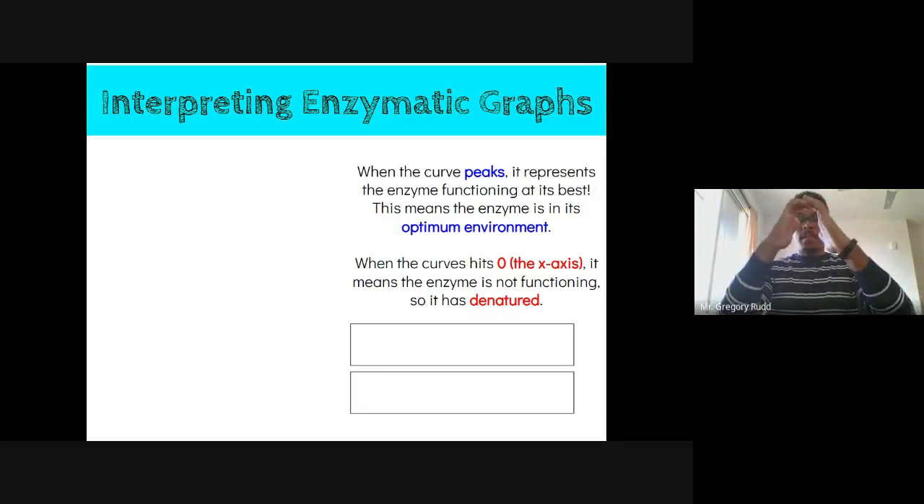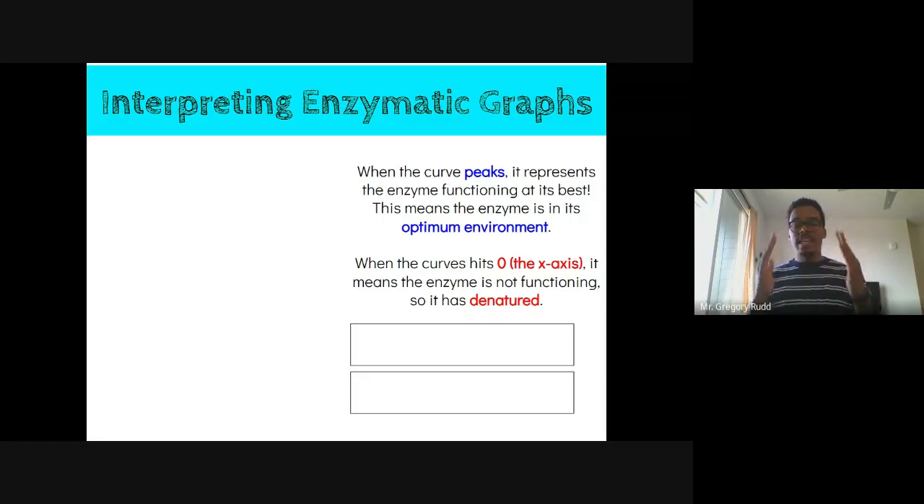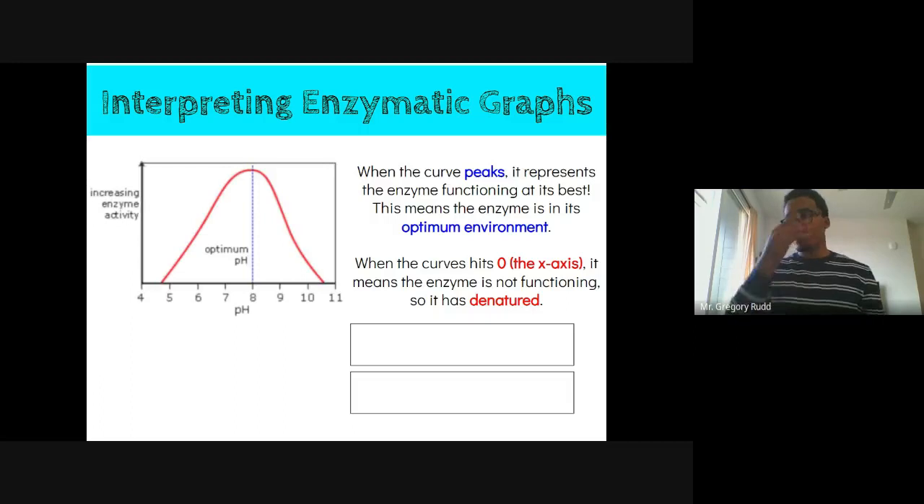Now, the opposite of the peak is when it's at zero, when it actually hits the x-axis. That tells you that the enzyme is no longer functioning. That tells you that the enzyme has been denatured. So let's look at this curve. We don't know what the name of this enzyme is. That's not the point. We see the curve, it's moving up, and then it's going to move back down.